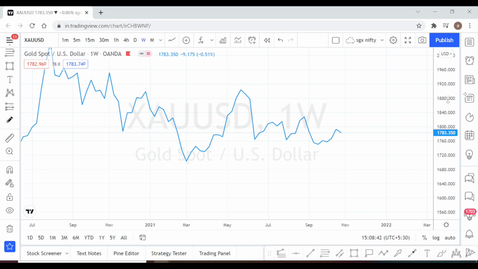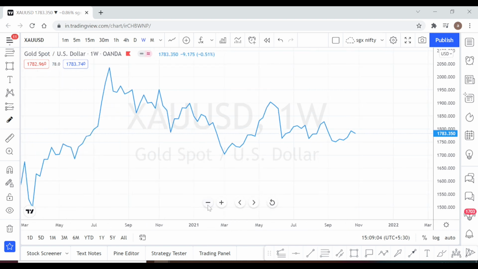For market analysis, I would recommend using a line chart. Then you can notice the price action more clearly. So today also we are going to be using a line chart for price action analysis. Let us start the analysis. So I am in the weekly time frame now.